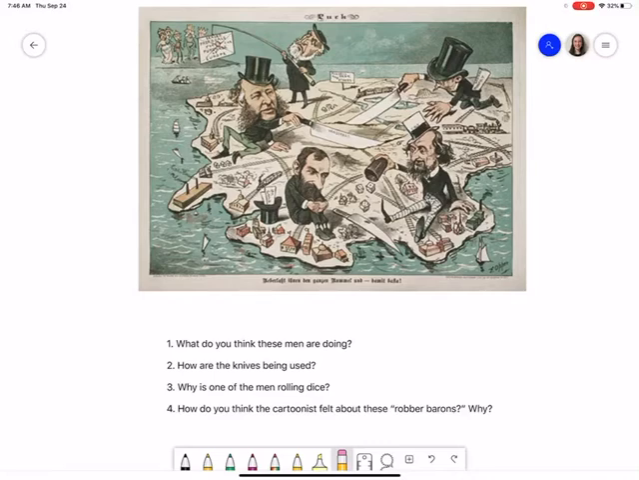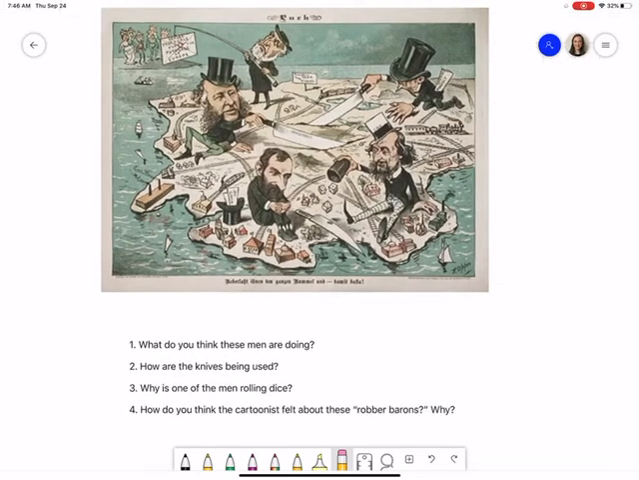All right. So now that you've answered these questions, what do you think these men are doing? So we see that they are on the United States, this piece of land, and it looks like they are chopping it up. So they're using the knives to dice it up and split it into their own sections. We notice that there are only 5 men here. So there's not a bunch of people working together to build the country. They are owning large portions of the country.